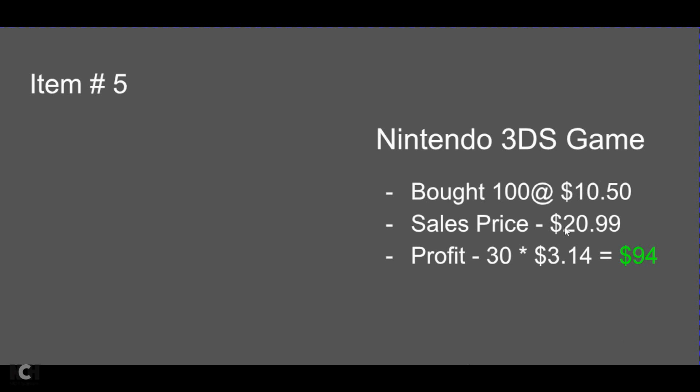But there were a couple more FBA sellers on the listing. So I decided to drop the price and just get rid of it fast. So in January, I sold 30 units and made around $3.15 per unit. So in the end, it came out to $94 for those 30 units. So I still have 70 units to sell.